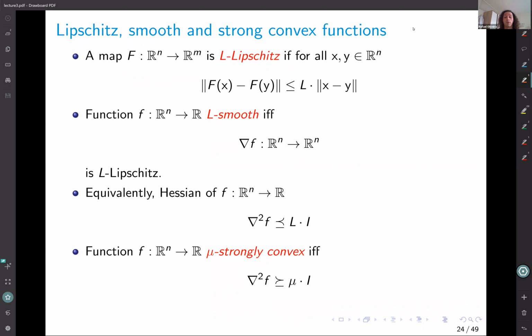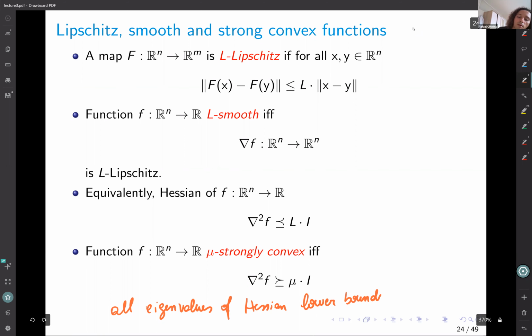And now we also say that a multivariate function is mu strongly convex if we take the Hessian, and now instead of the Hessian just being positive semi-definite, which was the definition of being convex, the Hessian is actually lower bounded. So all eigenvalues of the Hessian are lower bounded by mu.